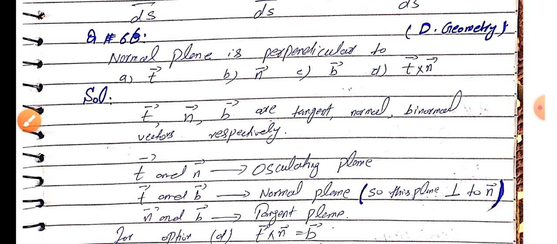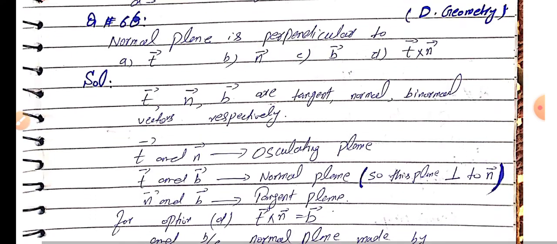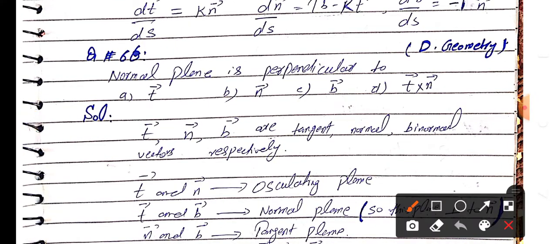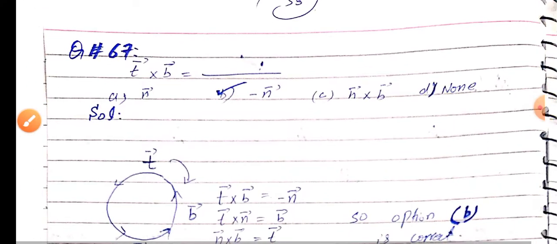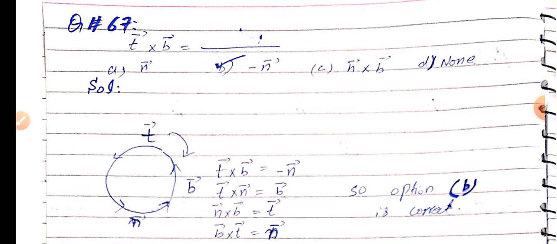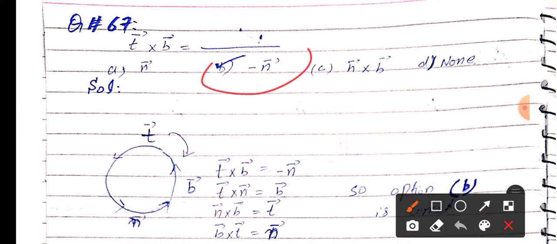66. The normal plane is perpendicular to T and B at T cross N. So the correct option is B, option B is correct. N. 67. T cross B is equal to minus N.